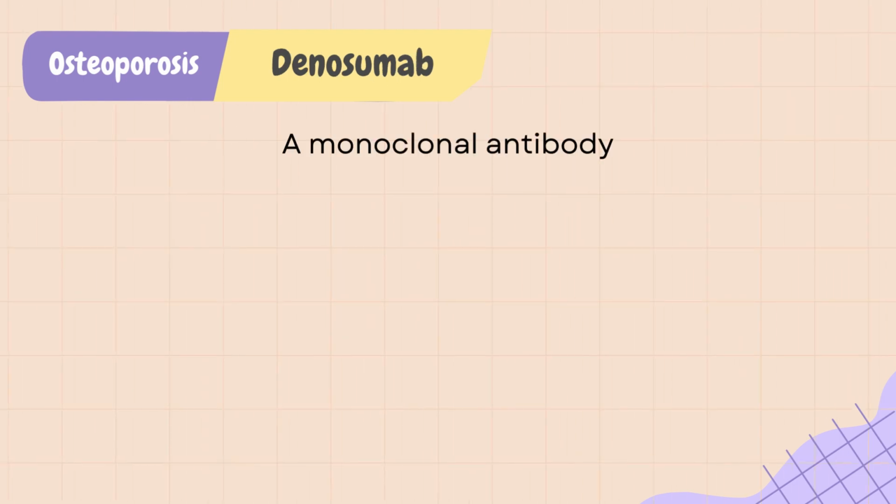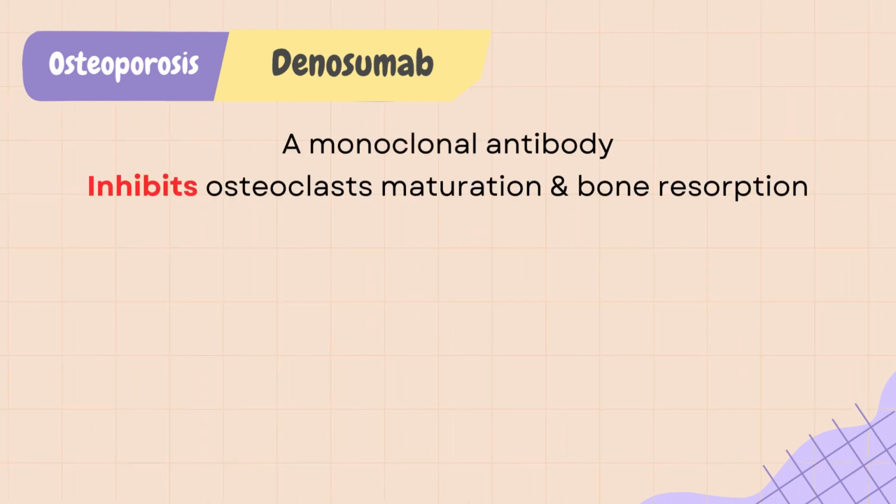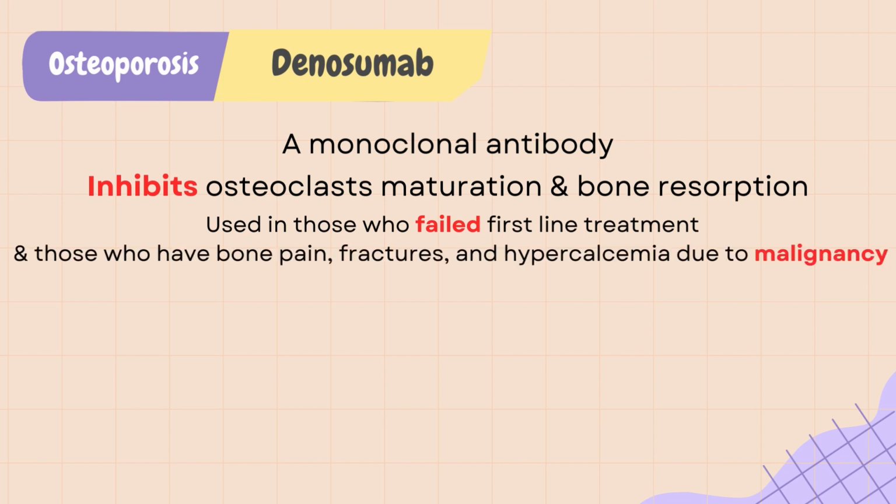Denosumab is a monoclonal antibody that inhibits osteoclast maturation and bone resorption. It is used in those with high risk for fractures who failed first-line osteoporosis treatment such as bisphosphonate, and those who have bone pain, fractures, and hypercalcemia due to malignancy. Denosumab is given as a subcutaneous injection every 6 months.